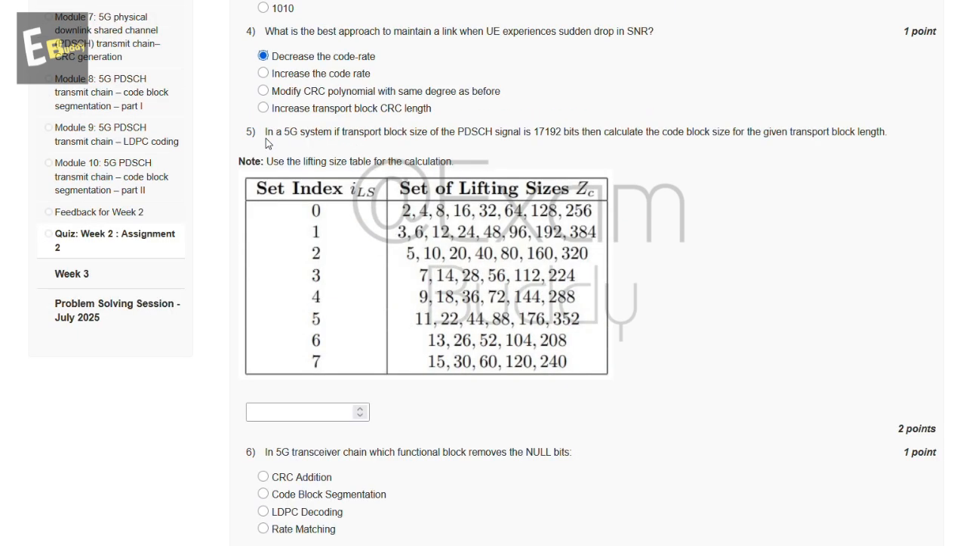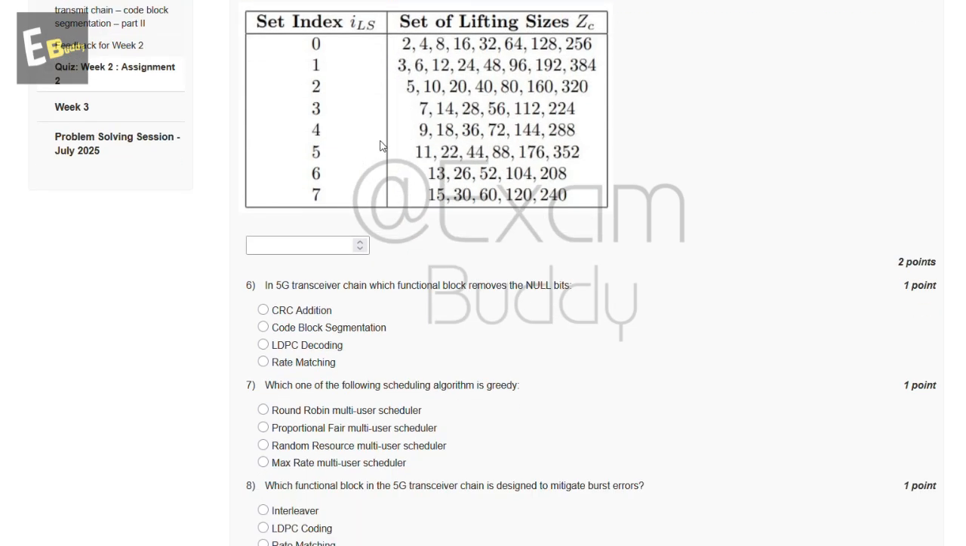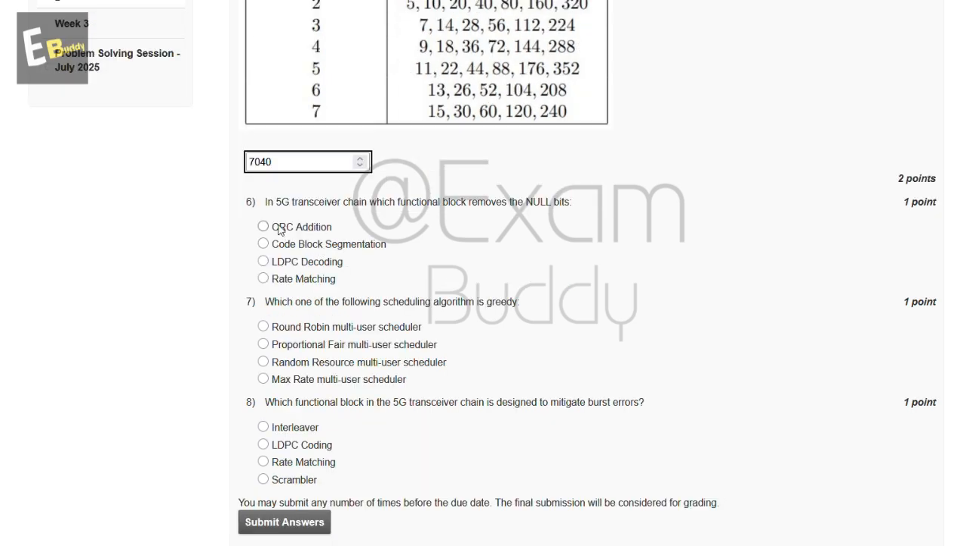Now the fifth question is in a 5G system, if the transport block size of the PDSCH signal is 17,192 bits, then calculate the code block size for the given transport block length. Note, use the lifting size table for the calculation. So this is the table and the answer of our fifth question is 7040.